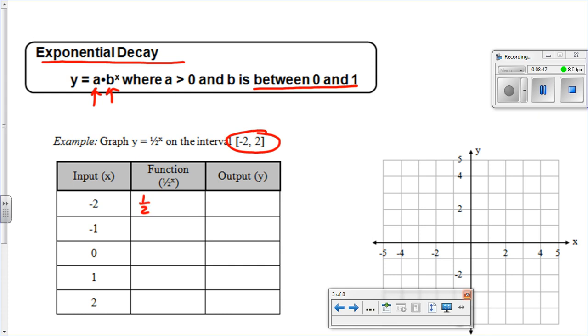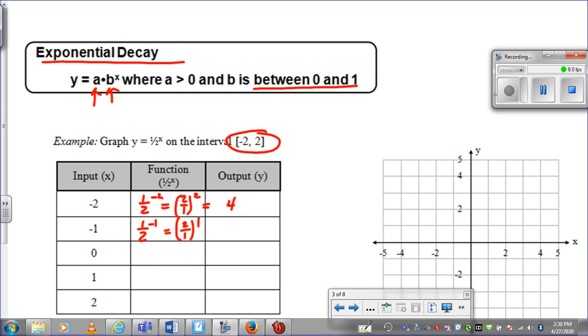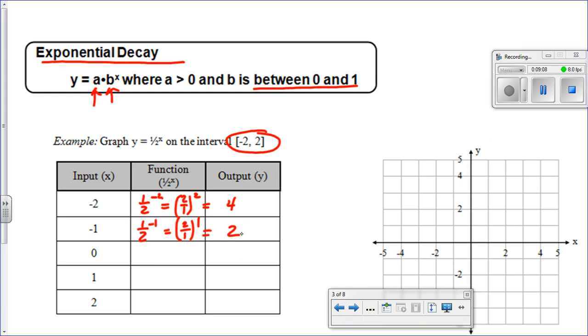So 1/2 to the negative 2nd would be, if you remember, this means reciprocal. So I'm going to do 2 over 1 and square it. That's 4. 1/2 to the negative 1st power, we are going to flip it. So it's 2 over 1 to the 1st. So that's going to be 2. This is going to be 1/2 to the 0 power, which anything to the 0 power except for 0 to the 0 is 1. 1/2 to the 1st power is 1/2. 1/2 to the 2nd power is 1/4.